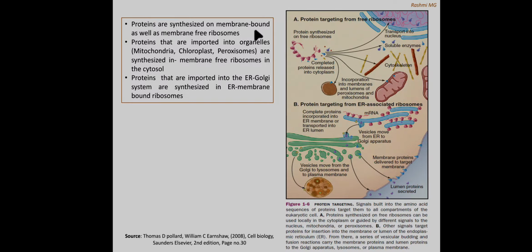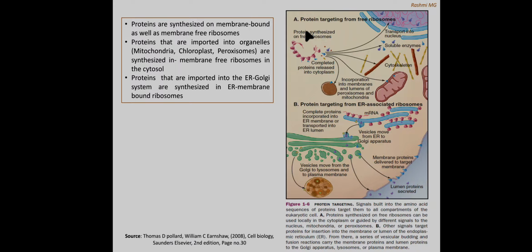Here, proteins are synthesized on membrane bound as well as membrane free ribosomes. Proteins that are imported into organelles, inside the mitochondria, chloroplast or peroxisome, are synthesized in membrane free ribosomes, that is, in the cytosol. Proteins that are imported into the ER Golgi system are synthesized in ER membrane bound ribosomes.